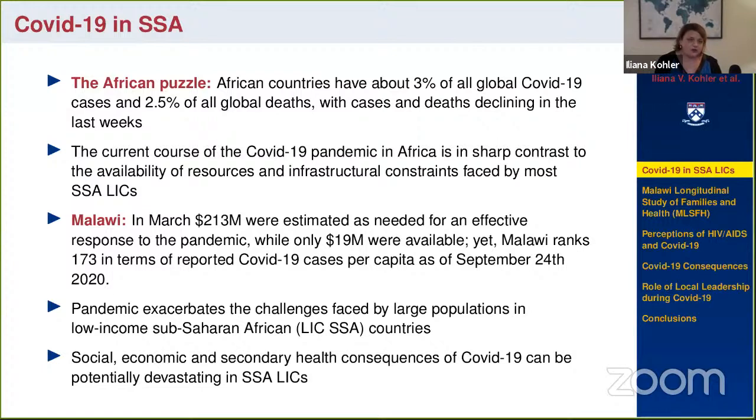The current course of the COVID-19 pandemic in Africa is in very sharp contrast to the availability of resources and to the infrastructural constraints that most of the sub-Saharan African low-income countries face. And Malawi is a very good example of this situation. In March, the government of Malawi estimated that they needed about $213 million to be able to adequately address the COVID-19 pandemic in the country. And at the same time, they had only $19 million available to do so. And yet, as of September 24th this year, Malawi ranks 173rd in terms of reported COVID-19 cases per capita.